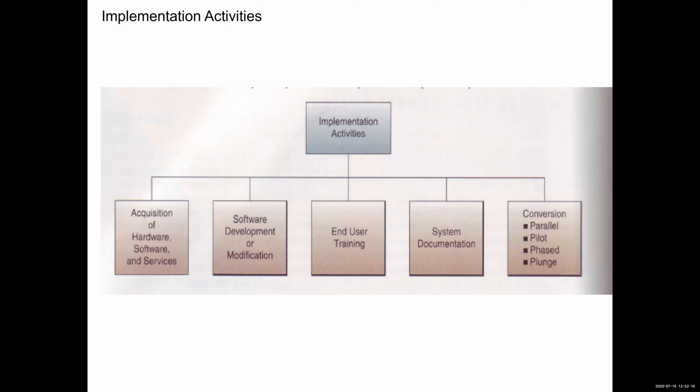Then when it comes to implementation of the project, once it's approved by the board or management, the first step is to acquire the necessary hardware, software, and services, like internet services, if you have to. Then you also need to develop the software itself. Modify, either you buy it off the shelf and modify it, or you develop it from scratch. Any way you do it is acceptable.